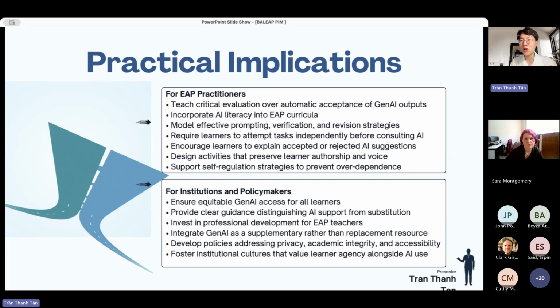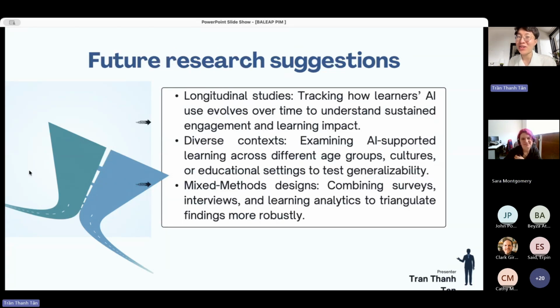As for institutions or policymakers, these people suggest that we need to ensure equitable GenAI access for all learners, but I think this one is not really easy to do, of course. And the school can provide clear guidance, distinguishing AI support from substitution. And I think that's enough for me. Everyone can read the final slide for future research suggestions.